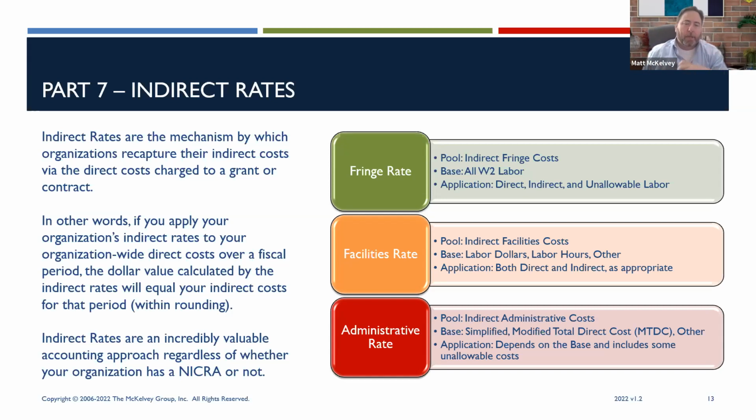So facilities rate. Facilities is a separate rate because it can be a very large cost. Facilities rates are for the cost for housing your employees and potentially subcontractors and delivering it. Your pool, again, are the costs related to facilities. The base, there are different options for this. The most common base that I see is labor dollars. Basically, you spread the indirect facilities costs over the labor dollars. My opinion, the second option is the better one, which is labor hours.